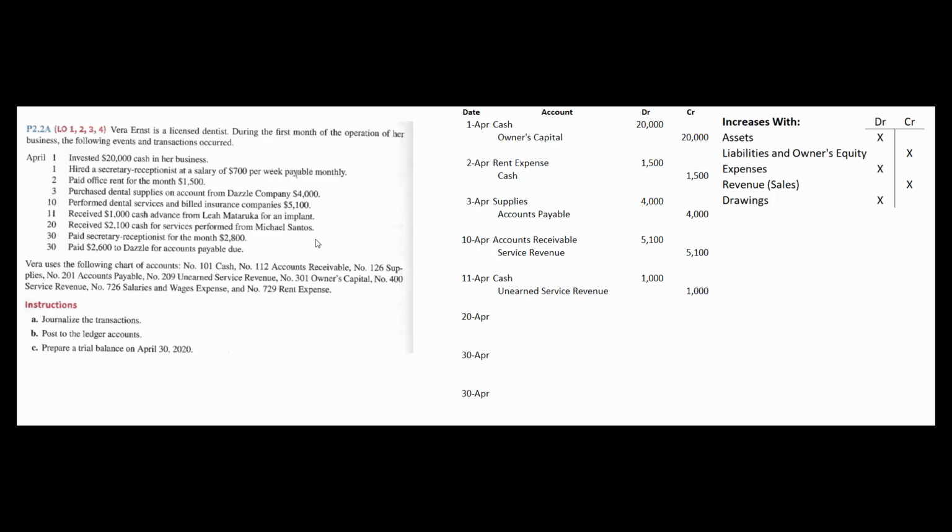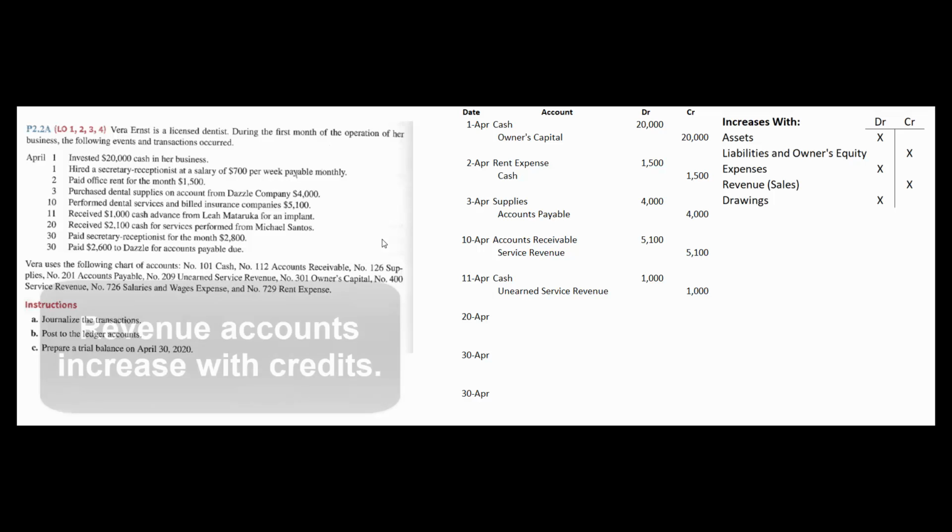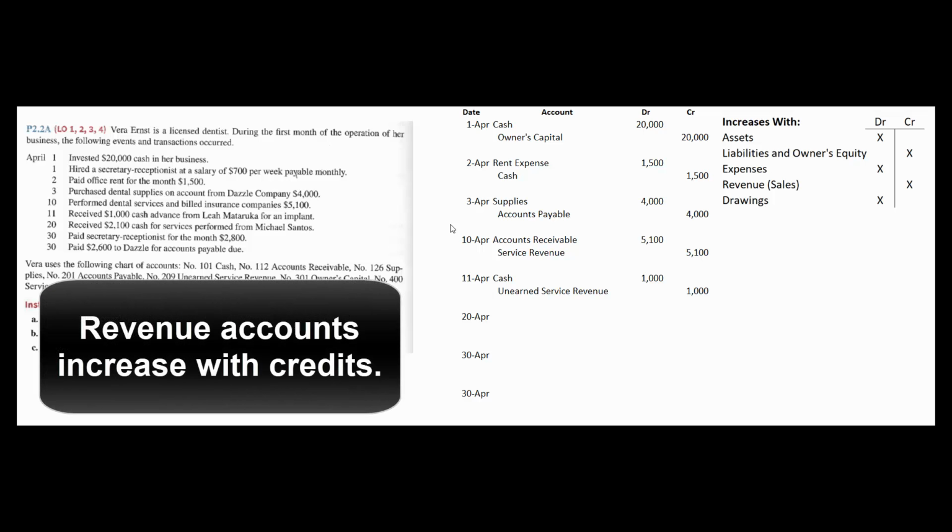Then on April 20th, we received some cash for services performed. Well, that means we earned it. So we're going to debit cash and credit service revenue. If expenses are debits, the opposite of expenses is revenue accounts. It must increase with credits. So we debit cash and we credit service revenue for $2,100.